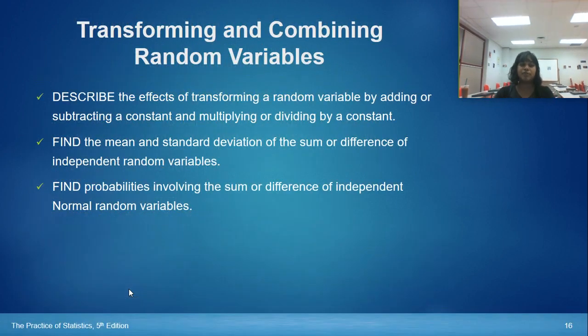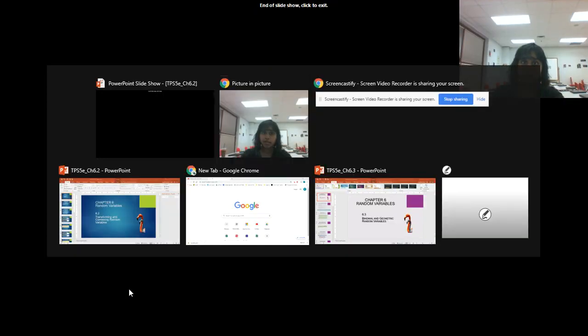Okay, so to wrap up for today, for 6.2, again, we talked about transformations. We learned how to calculate the mean and standard deviation when we're talking about sums and differences of independent random variables. And finally, if we have independent random variables, how do we relate that back to our normal distribution curve? All right, that's all I got for you guys.